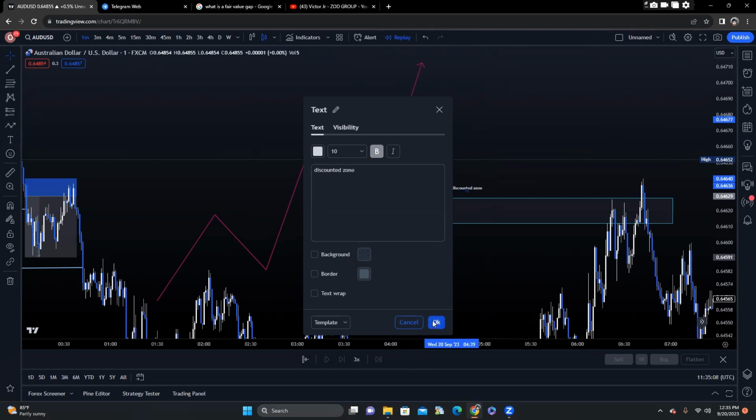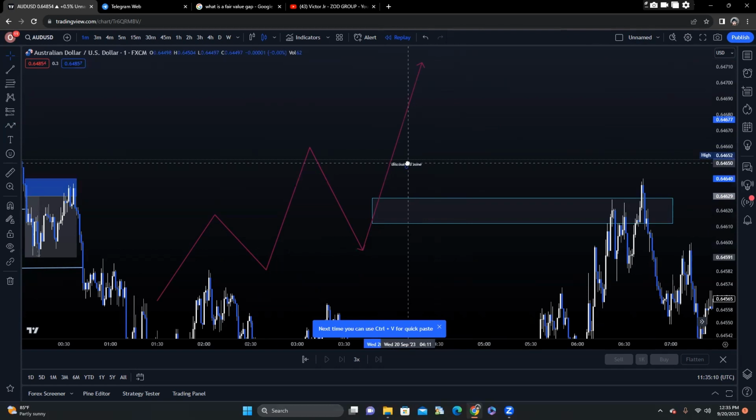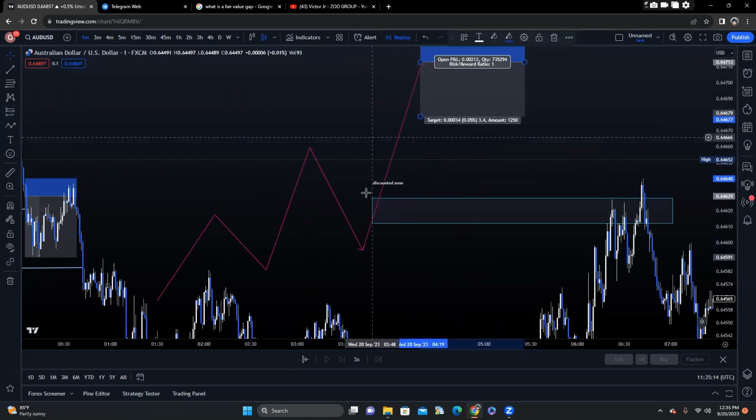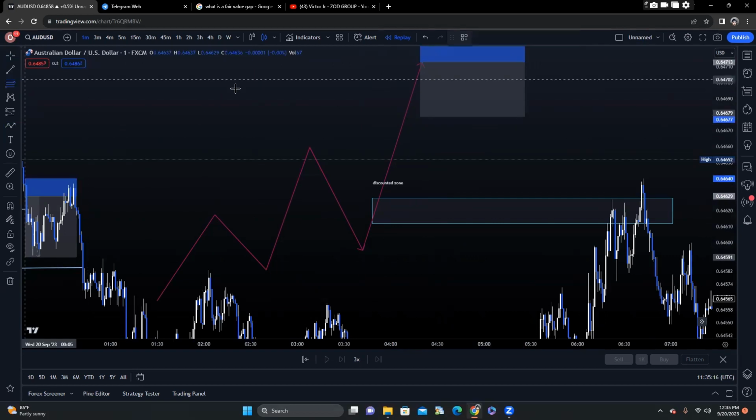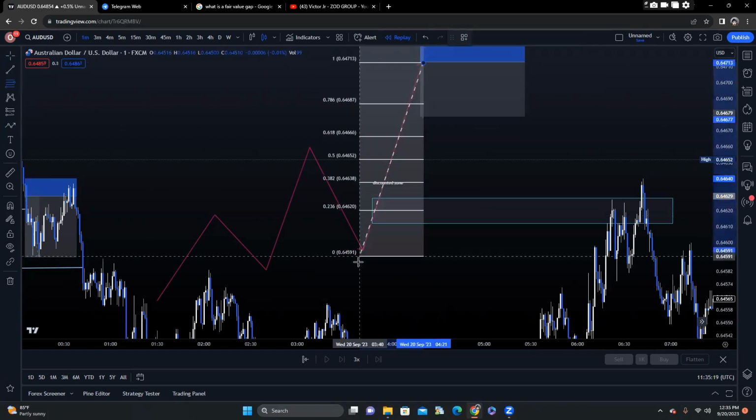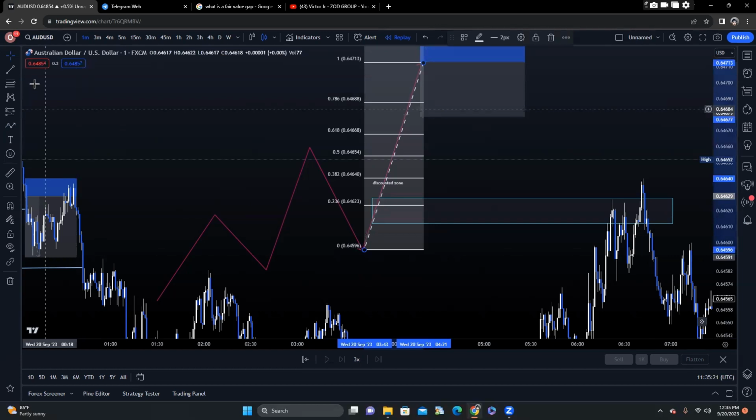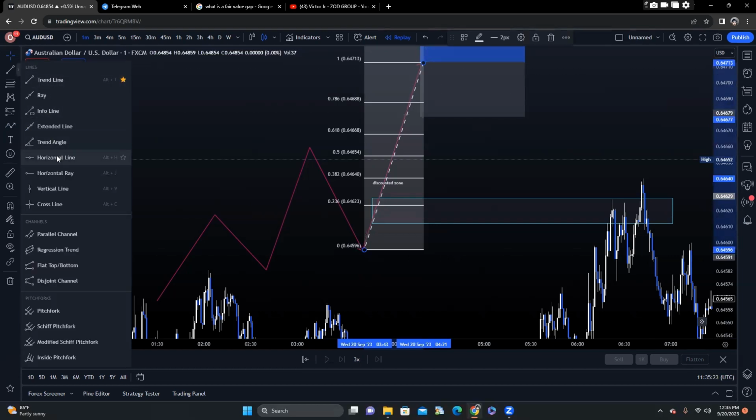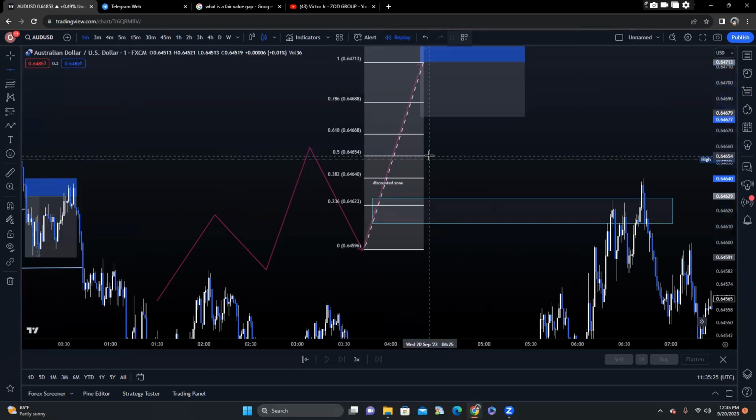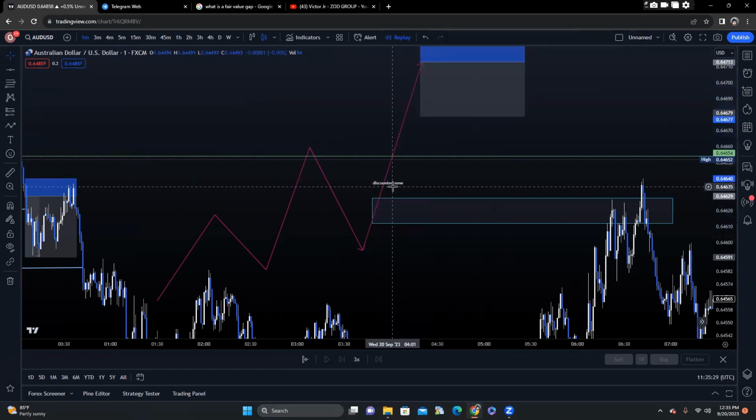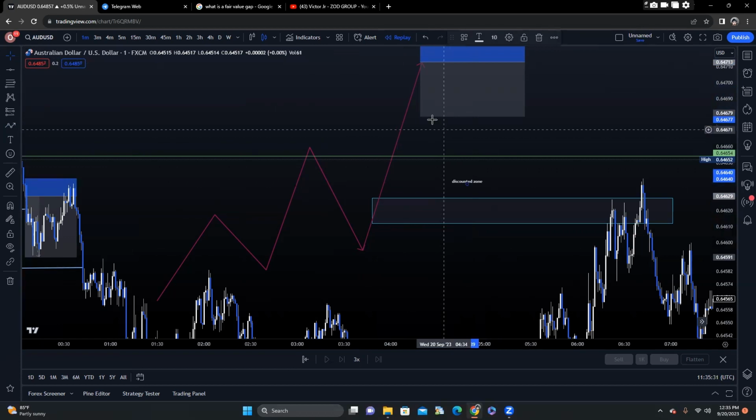So all this area now is your discounted zone from here. Let's say you have drawn your Fibonacci here. What am I doing? We draw a fib from here to here. This is your equilibrium, that's the middle. So this becomes your discount zone. This is your premium zone.